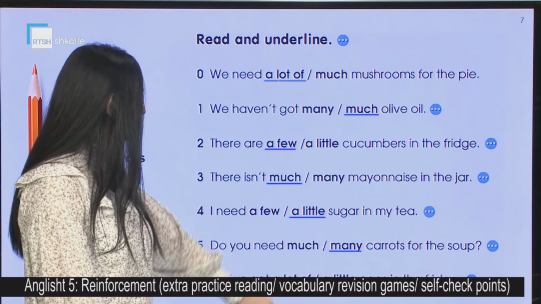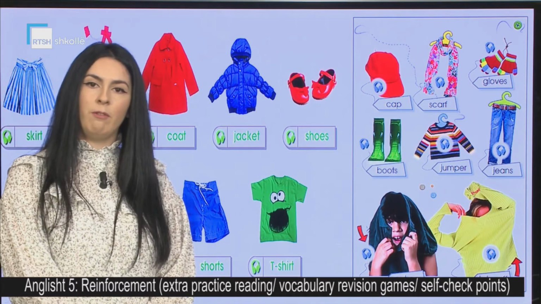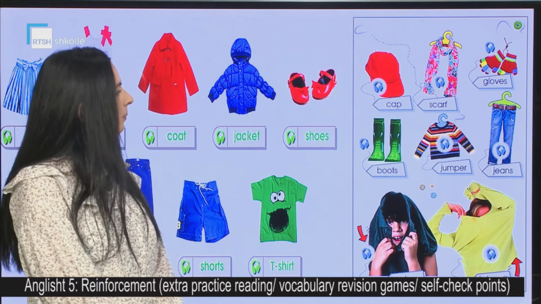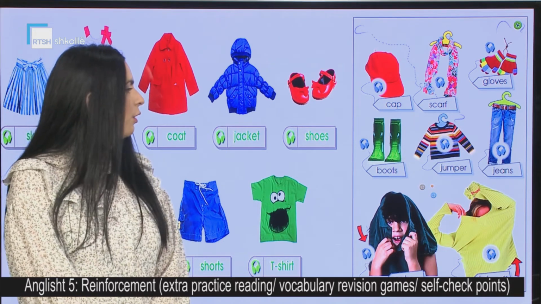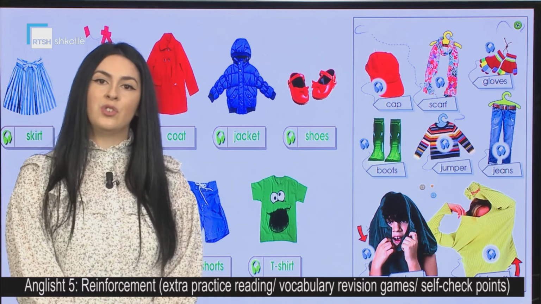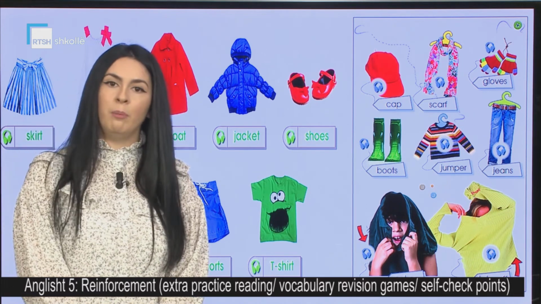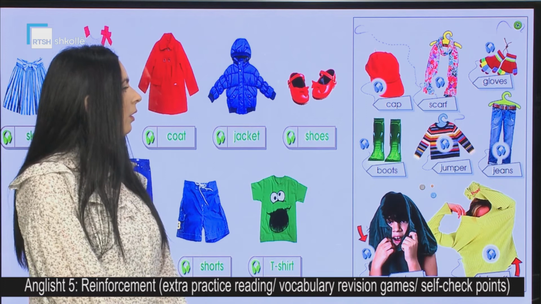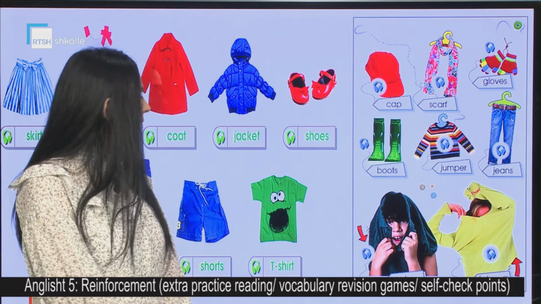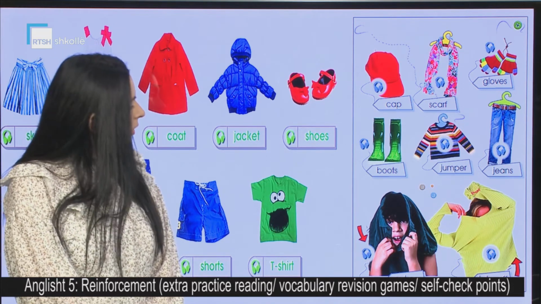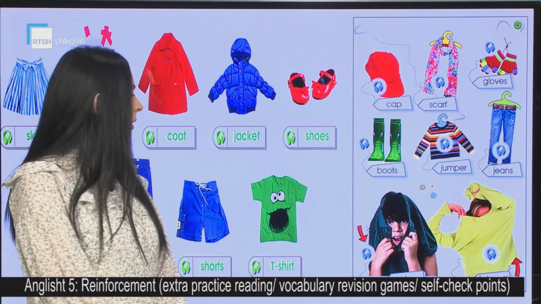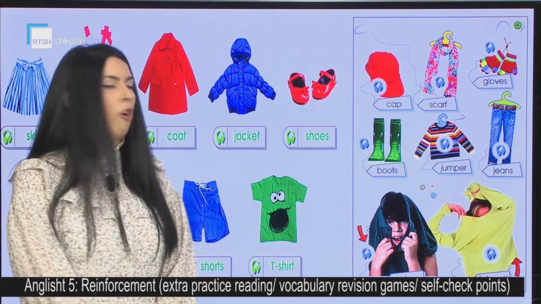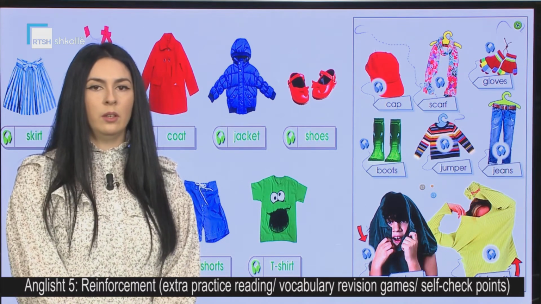We are going to continue with some revision about clothes and fashion. We have the words cap, scarf, gloves, boots, jumper, jeans. The correct verb to use is put on. I put on, and the correct verb is take off, the contrary. So the contrary verb for put on is take off. I put on my jeans every day and I take off my shirts every day are two simple sentences.